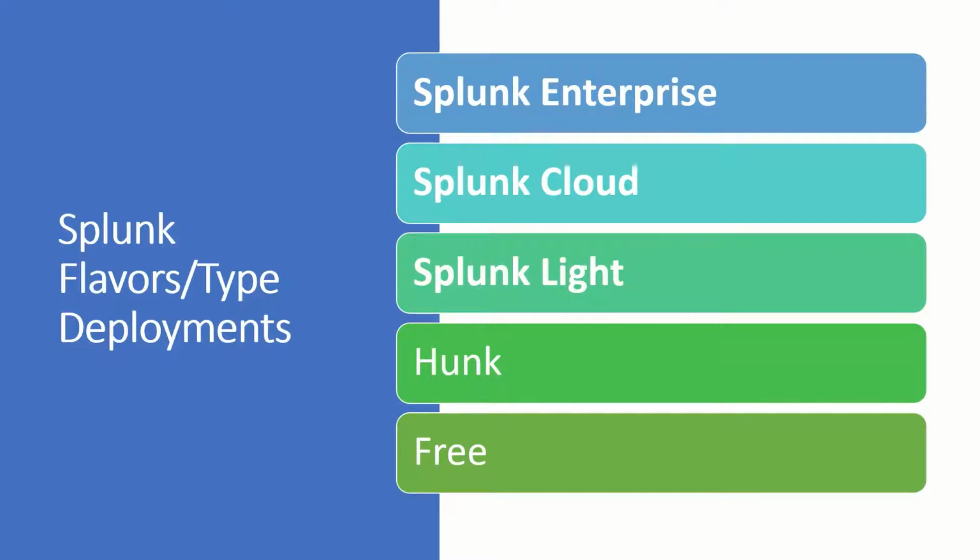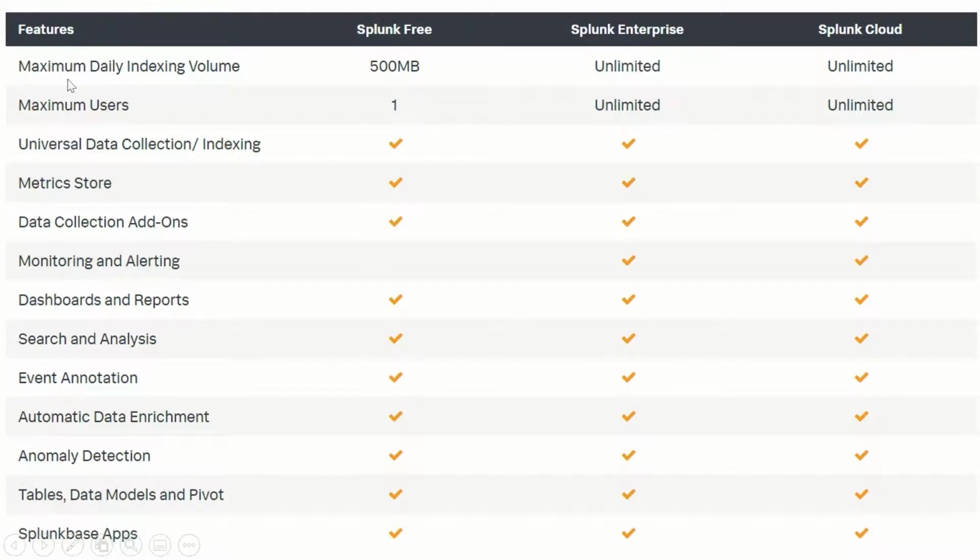So there are a few things I will describe in detail regarding this. First one is maximum daily index volume. As I mentioned, in the Splunk free license, you can ingest 500 MB of data per day. In Enterprise it's unlimited, and in Cloud also it's unlimited, provided you purchase licensing for that. So Splunk will charge on the basis of per day index. As per your requirement, you need to tell Splunk how much license you require from Splunk.